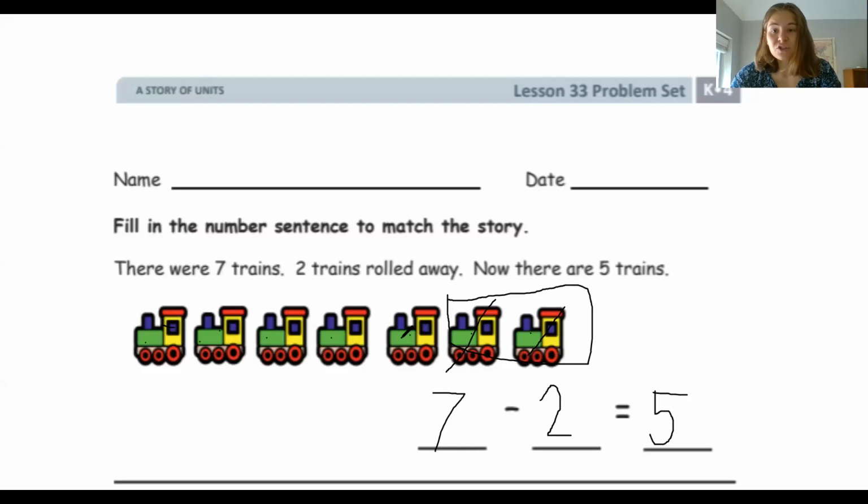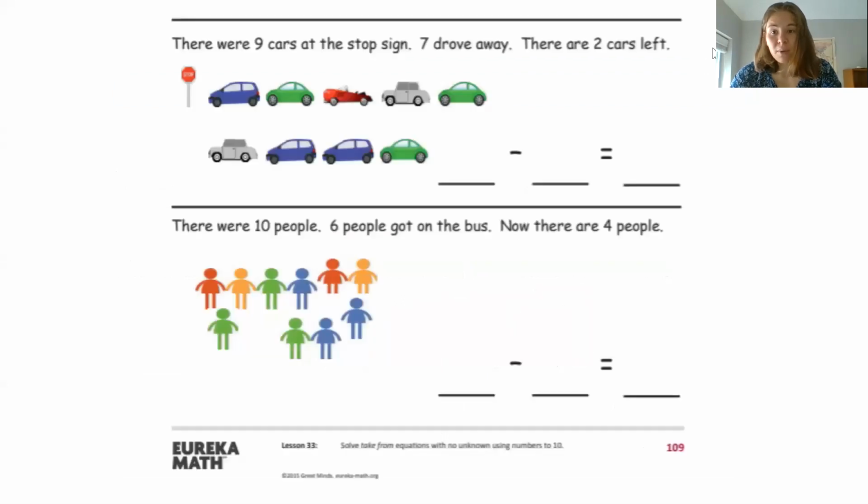This time it is your turn. So I will read these problems to you, and your job is to fill in the number sentence on your own. Ready? This one says, there were 9 cars at the stop sign. 7 drove away. There are 2 cars left. Now remember, you can draw on this picture to help you visualize the story. This gives you all the information you need to know. So you're going to fill in your number sentence just like we did above. Blank minus blank equals blank. Pause the video while you fill in your number sentence and hit play when you're ready to go.